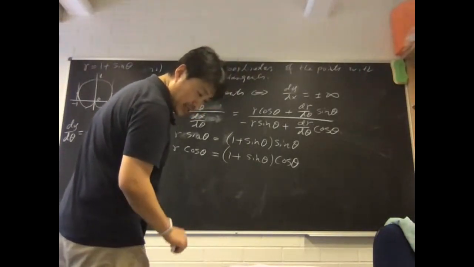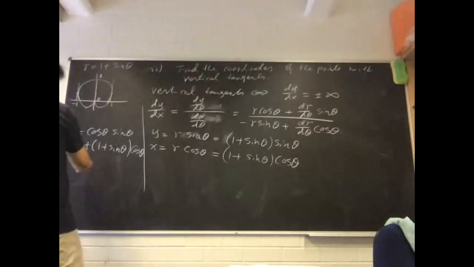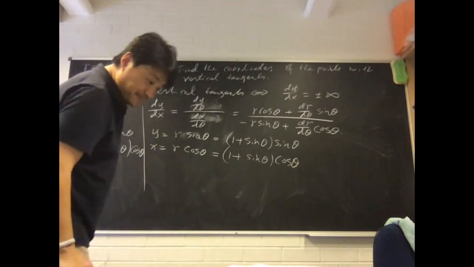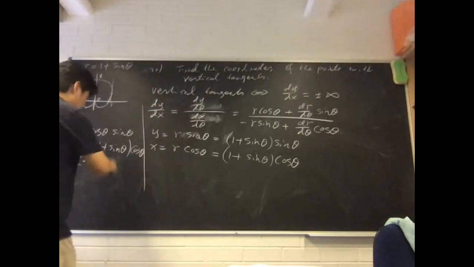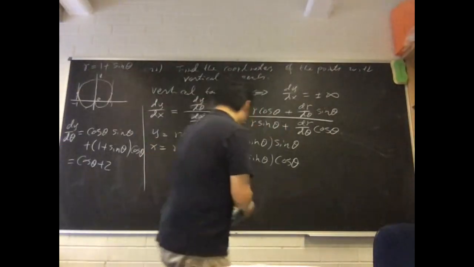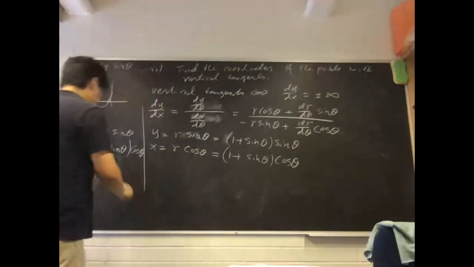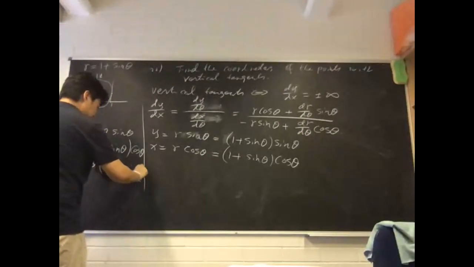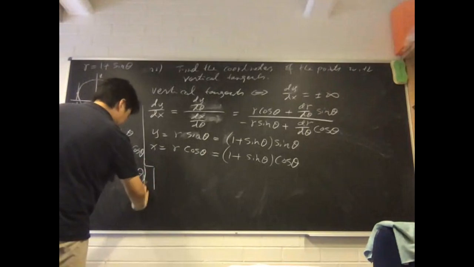All right, so let's see. Well, what is that? It is cosine theta plus twice cosine theta sine theta. Let me pull the cosine theta out. So then it's cosine theta times 1 plus twice sine theta. That's what the derivative of y with respect to theta is.